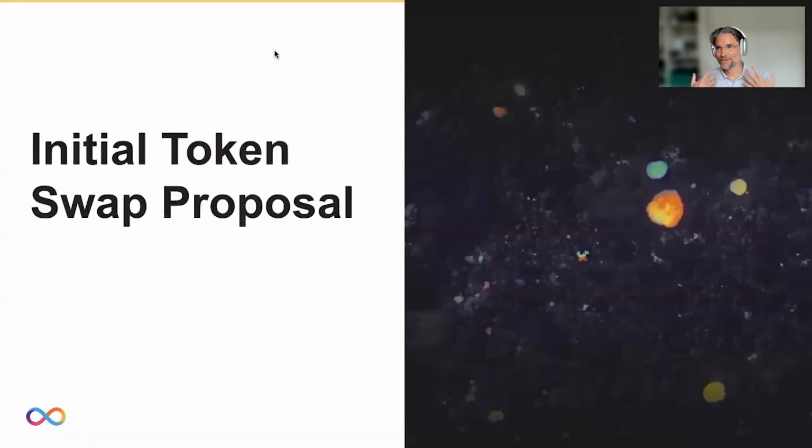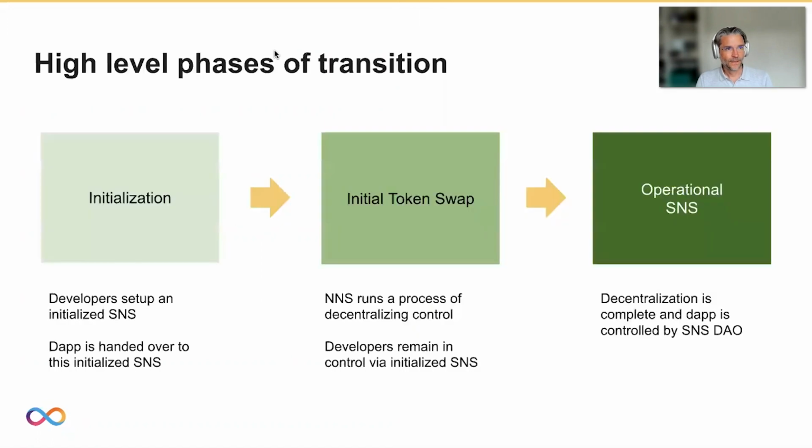So I'm going to dive in, having outlined the SNS and the problem statement that we're trying to solve. I'm going to dive now into more detail around the actual initial token swap proposal. So at a high level, there are three phases of this transition. There's a phase of initialization. There's the period of this initial token swap, and then the final stage, which is actually an operational SNS.